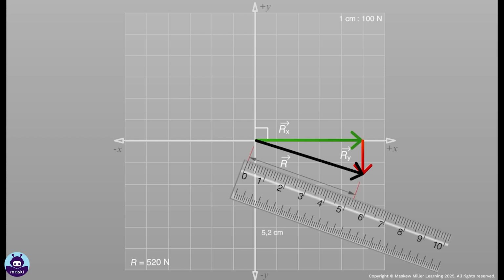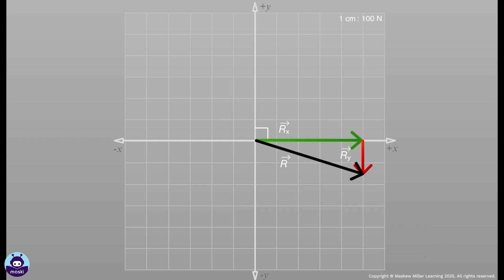Here the length is 5.2 centimeters. Therefore, the magnitude of the resultant force, r, is 520 Newton. Can we calculate the magnitude without any measurements, knowing that measurement is usually prone to errors? Well, the magnitude of the vector rx is 500 Newton, and the magnitude of the vector ry is 150 Newton. Two magnitudes cannot be added when two vectors are not along the same line.